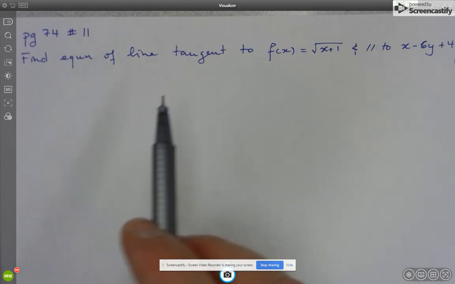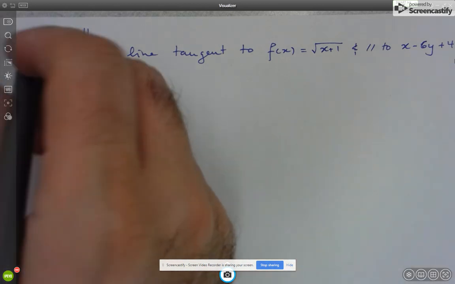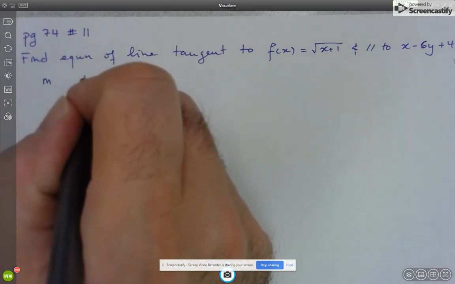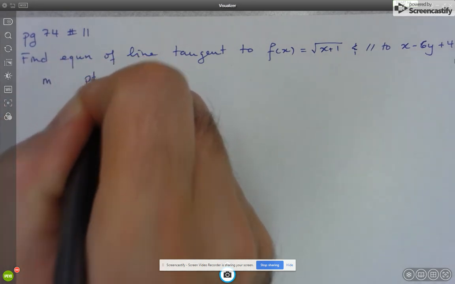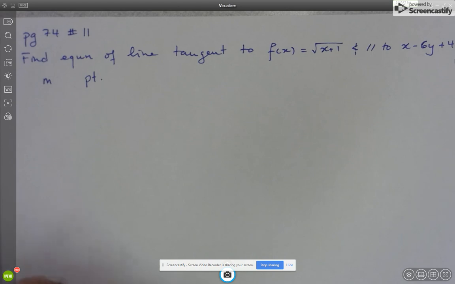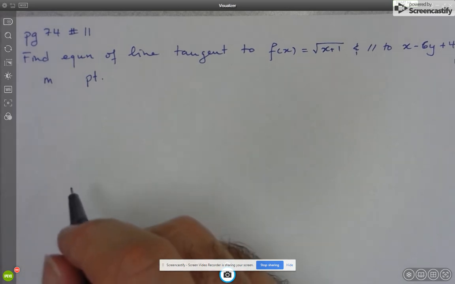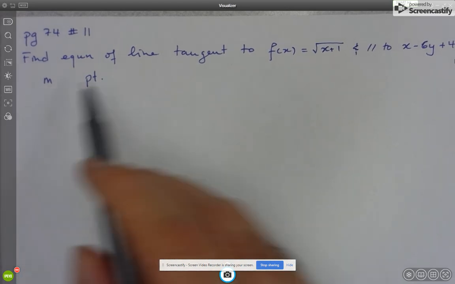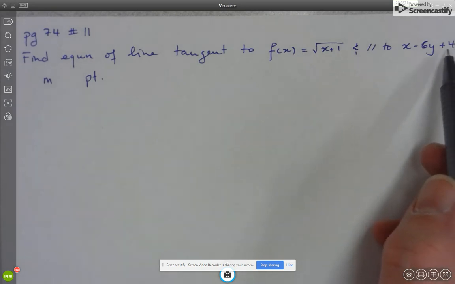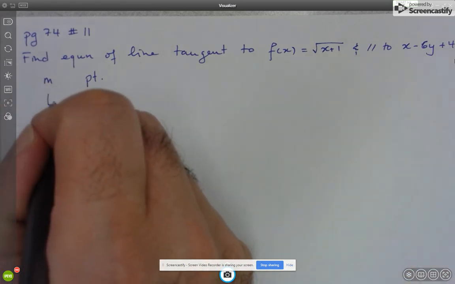So we're looking for the equation of a line, which of course means we need a slope and we need a point. Okay, so these are the two things we need in order to find the equation of a line. So let's start with the slope. Well, we know that the line we're looking for is parallel to this given line here. Okay, so if we find the slope of this line, we'll know the slope of the line we're looking for.